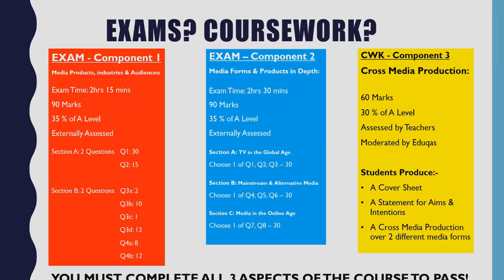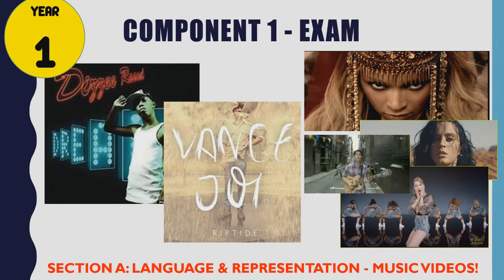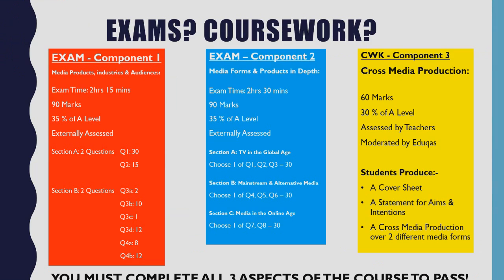So basically, component 1 is a 2 hour 15-minute exam, 35% of the A level. Okay, and you're going to do section A and you're going to be doing section B. Section A is basically talking about representation and media language. With that, we look at advertisements, we look at music videos, and you look at how images are constructed in order to appeal to a certain target audience. And then section B is basically understanding the media industries and audiences. So why are these things created and who do they appeal to, is that question.